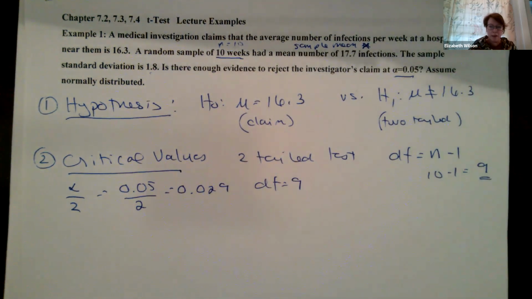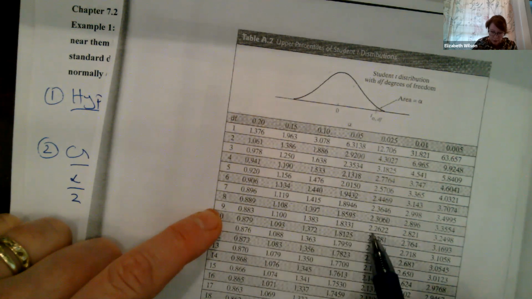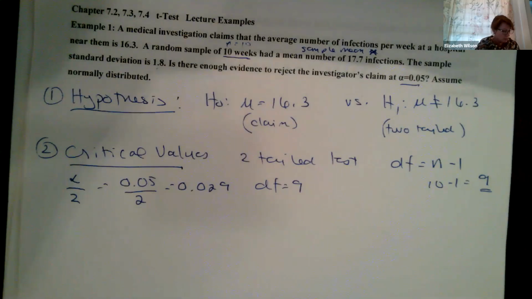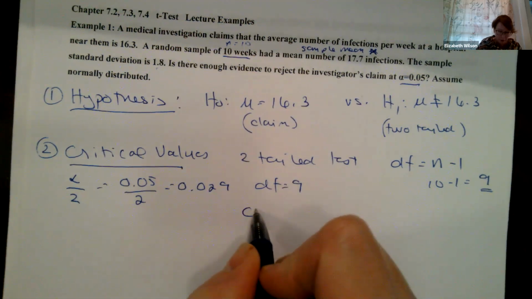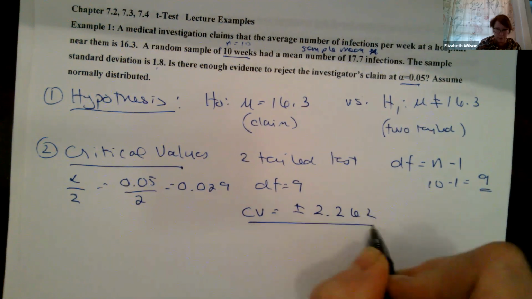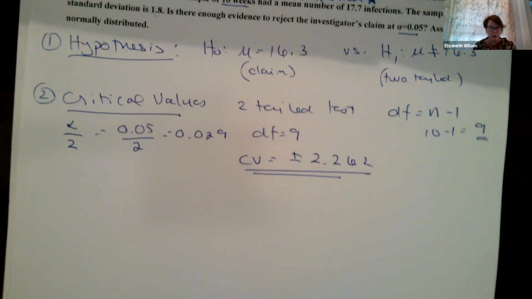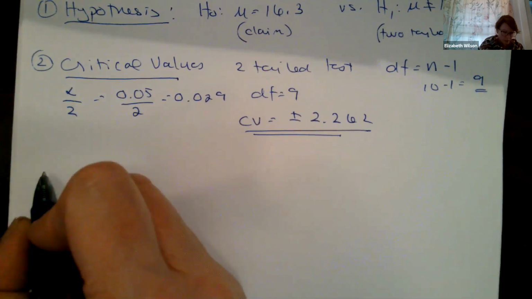So I'm going to look that up on my table. I say degree of freedom 9 and alpha 0.025 is right here, 2.2622. And that's how I'm reading my table. So my critical values are positive and negative 2.262. That comes from my alpha and my degree of freedom. That's our table. Now we have to calculate our test statistic.